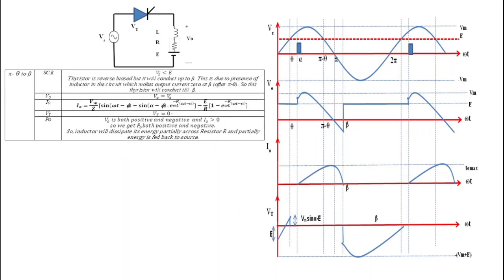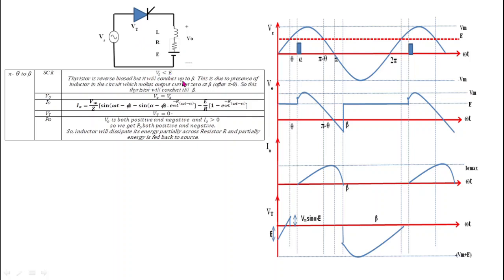So that is from pi minus theta to beta. From pi minus theta to beta, we can clearly see that this Vs becomes less than EMF E. So the voltage across the thyristor, that is the anode to cathode voltage, becomes negative.